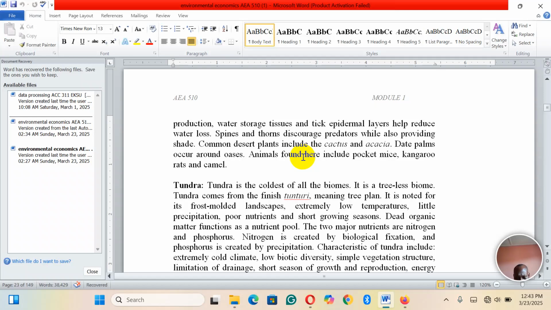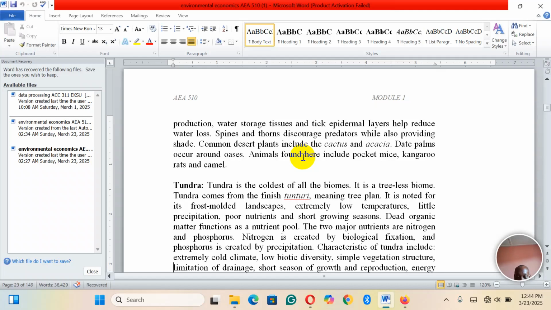Then looking at the tundra. Tundra is the coldest of all the biomes. It is a treeless biome. Tundra comes from the Finnish word tundri, meaning treeless plain. It is noted for its lack of forest and its flat landscape. It has extremely low temperature, little precipitation, poor nutrients, and a short growing season.